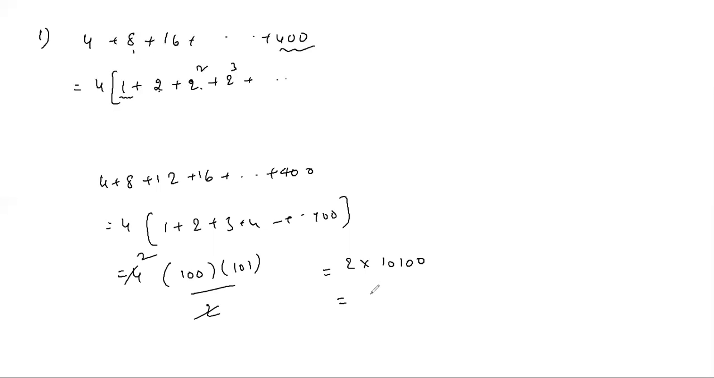Sum of first n natural numbers is n into n plus 1 by 2. Answer is there. Yes, sir, the textbook option says 3. Option 3, yeah. Printing mistake. Next.